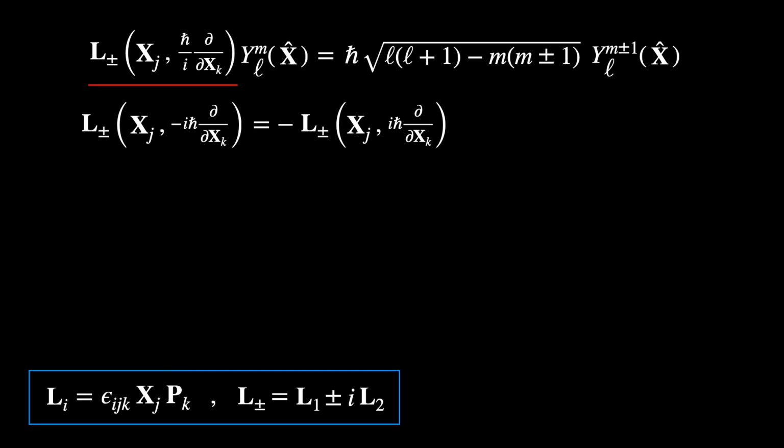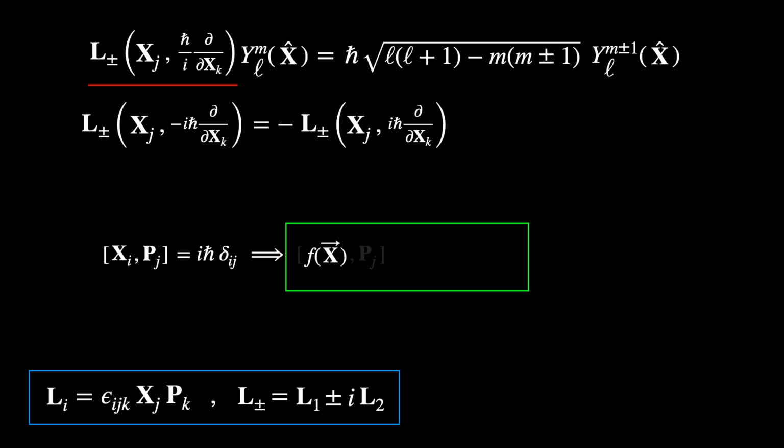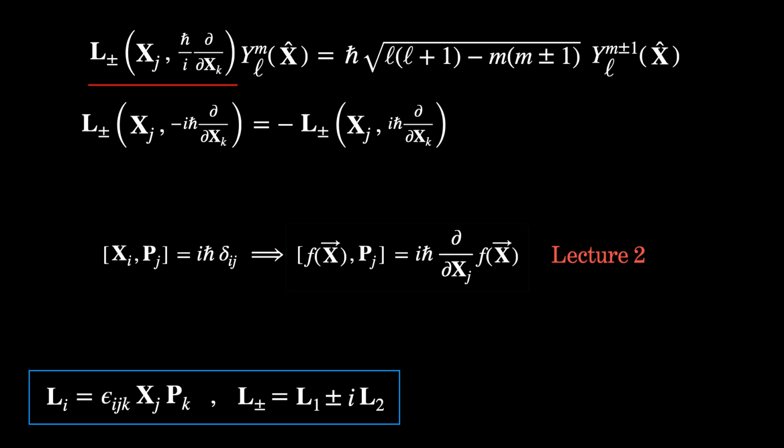Recall the canonical commutation relation between position and momentum operators. This has the implication that the commutator of any function of x with p is equal to the derivative with respect to x. We have derived this in lecture 2 in connection with what we have called the product rule for commutators. Check out that video if you are unfamiliar with this result. The link is in the description. This equation in the green box is key.